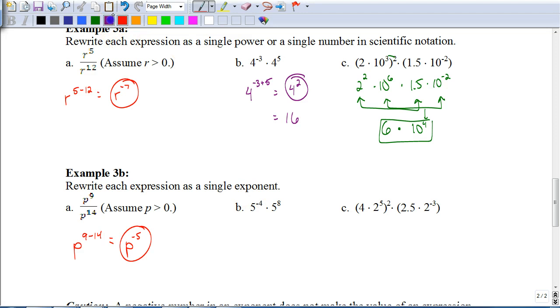Here we have 5 to the negative 4th times 5 to the 8th, so we would add the exponents since the bases are the same. And negative 4 plus 8 is 4, so this would be 5 to the 4th power.